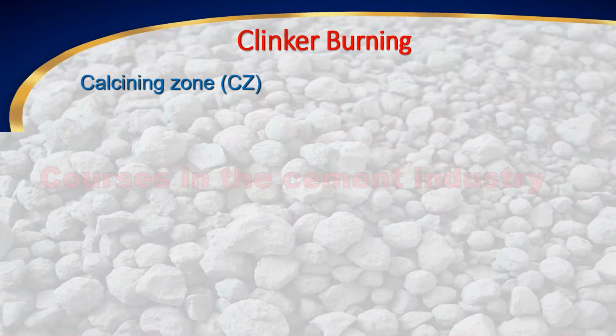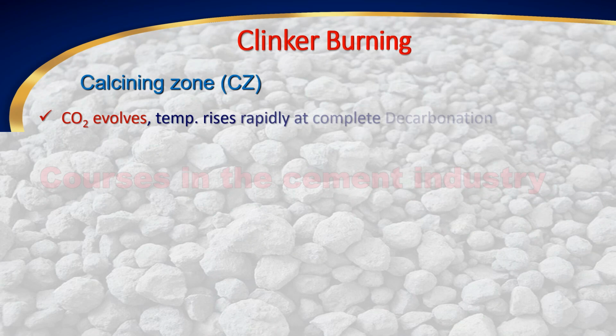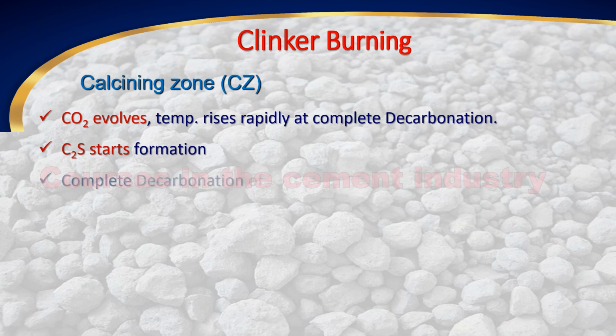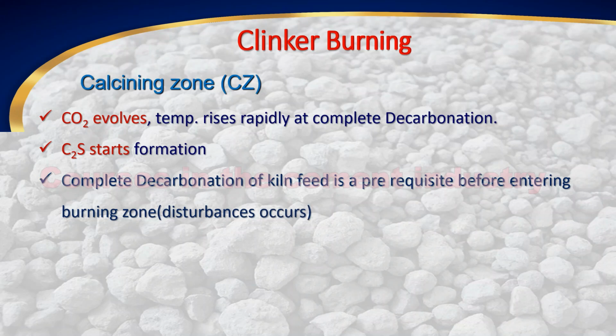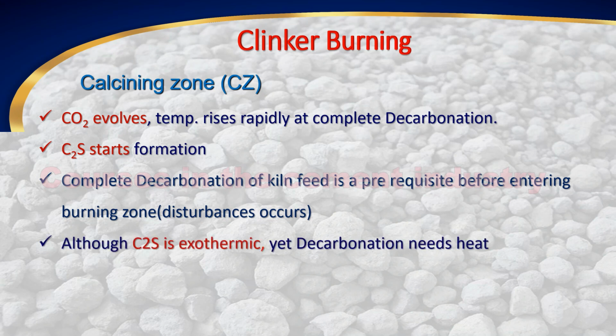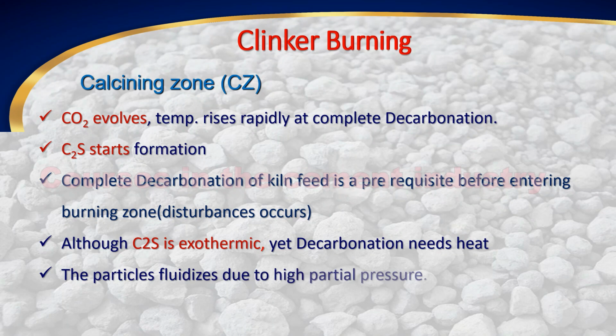Calcining zone. What happens inside the calcining zone? 1. CO2 evolves, temperature rises rapidly, at complete decarbonation. 2. C2S starts formation. 3. Complete decarbonation of kiln feed is a prerequisite before entering the burning zone, otherwise disturbances occur. 4. Although C2S formation is exothermic, decarbonation needs heat. 5. The particles fluidize, due to high partial pressure.